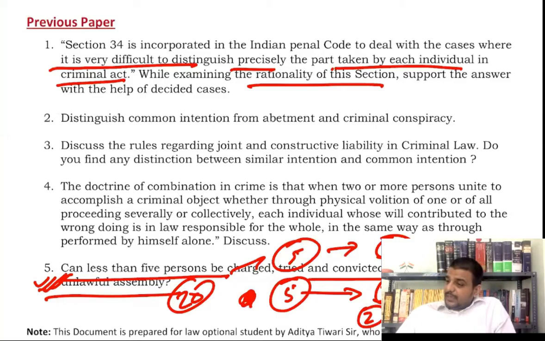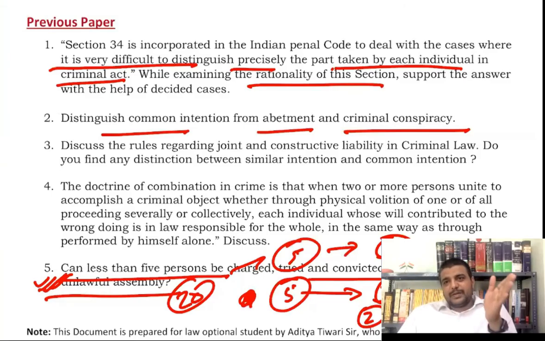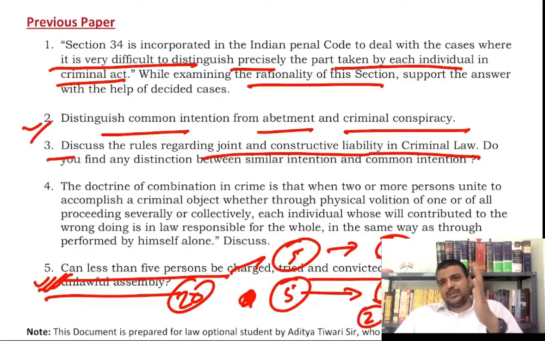Then see, common intention, abetment and criminal conspiracy, right? So it is talking about abetment by conspiracy and normal criminal conspiracy, 120A and 107. Okay, so this question is very generic, always asked. Discuss the rules regarding joint and constructive liability in criminal law, right? So you have to write about sections 34 and 149. One is the joint liability, the other is the constructive liability.